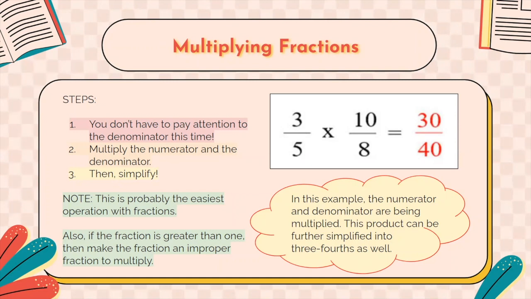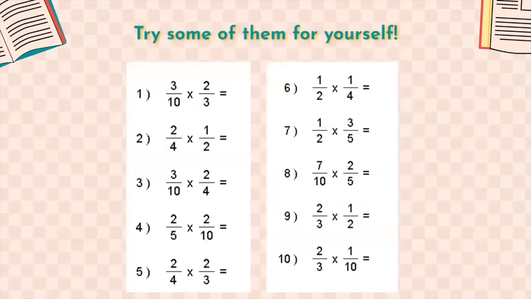In this example, 3/5 times 10/8 is our equation. All we have to do is multiply the numerators, so 3 times 10, which equals 30, and then multiply the denominators, so 5 times 8, which is 40. This product can be further simplified into 3/4. Now let's try some of these problems.